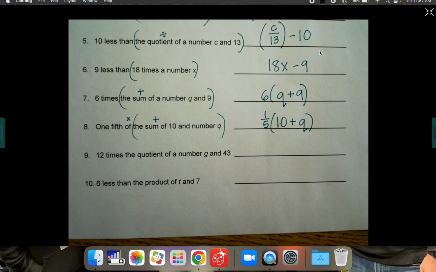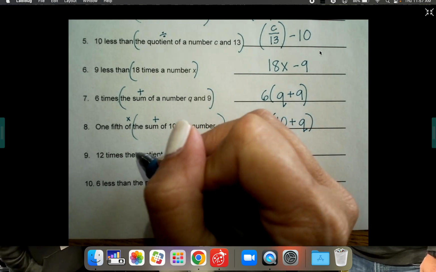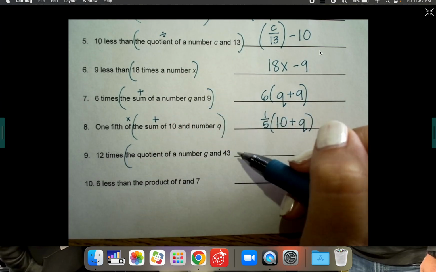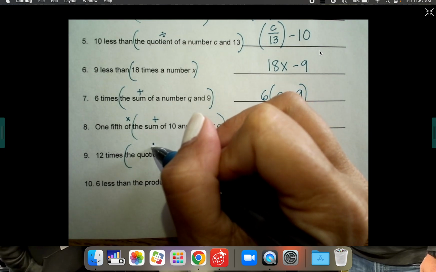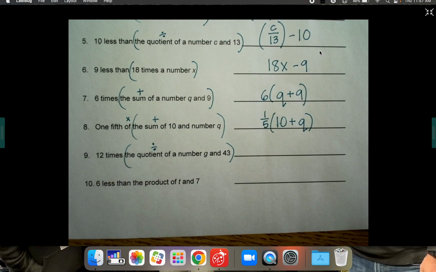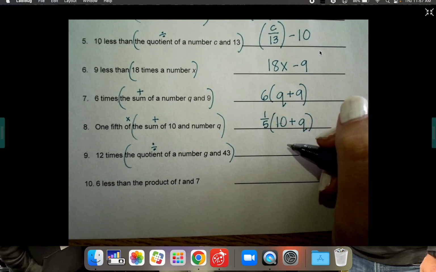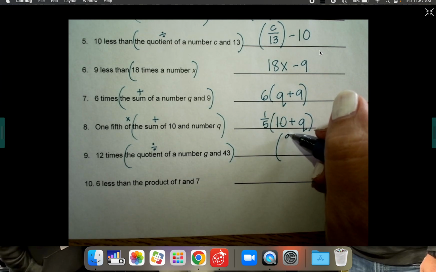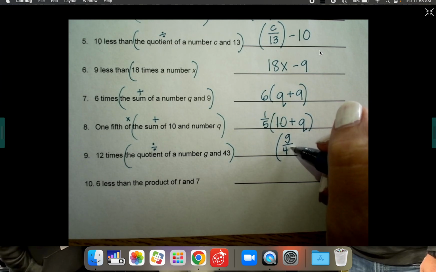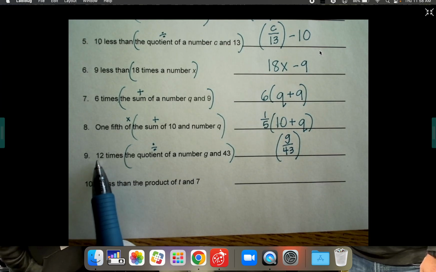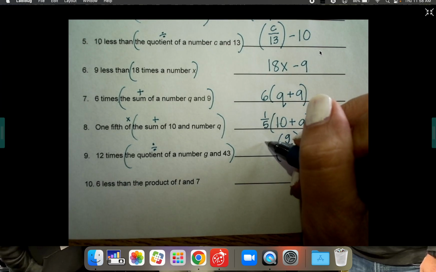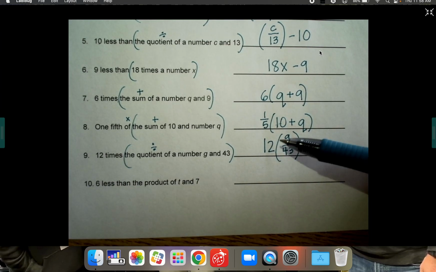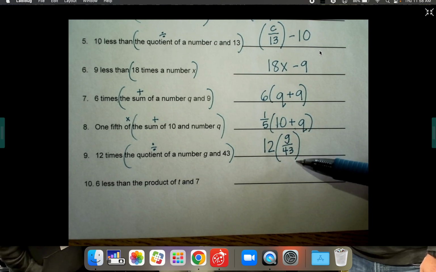Okay, number 9, 12 times what? 12 times the quotient, which means divide, of g and 43. So quotient, g and 43, that means divide, and then we've got 12 times that amount. So I'm just going to squish a 12 out front. 12 times the quotient of g and 43.